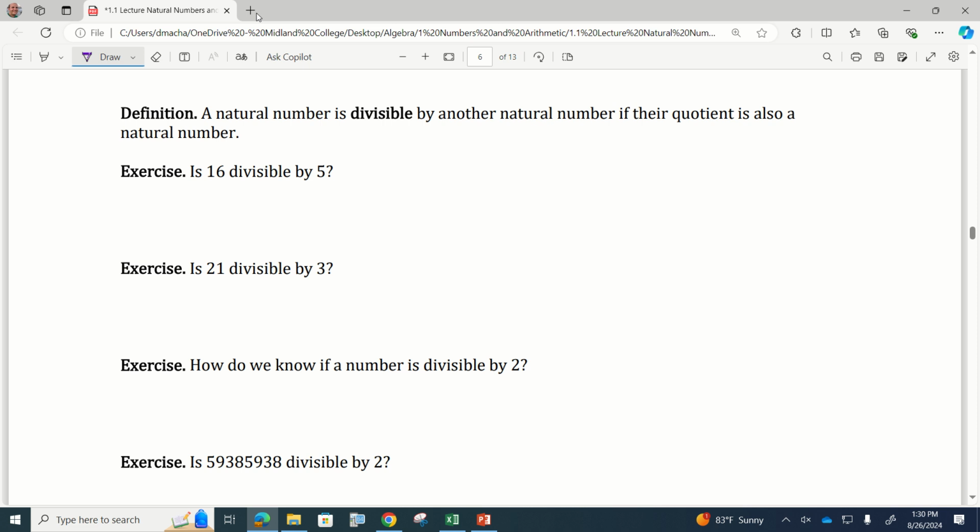All right, we use the word divisible. If you can take a natural number and divide it by some other natural number, and the quotient is a natural number. And that's not always true, because the natural numbers aren't closed under division. For example, is 16 divisible by 5? Nope. That is not natural. Is 21 divisible by 3? Yeah.